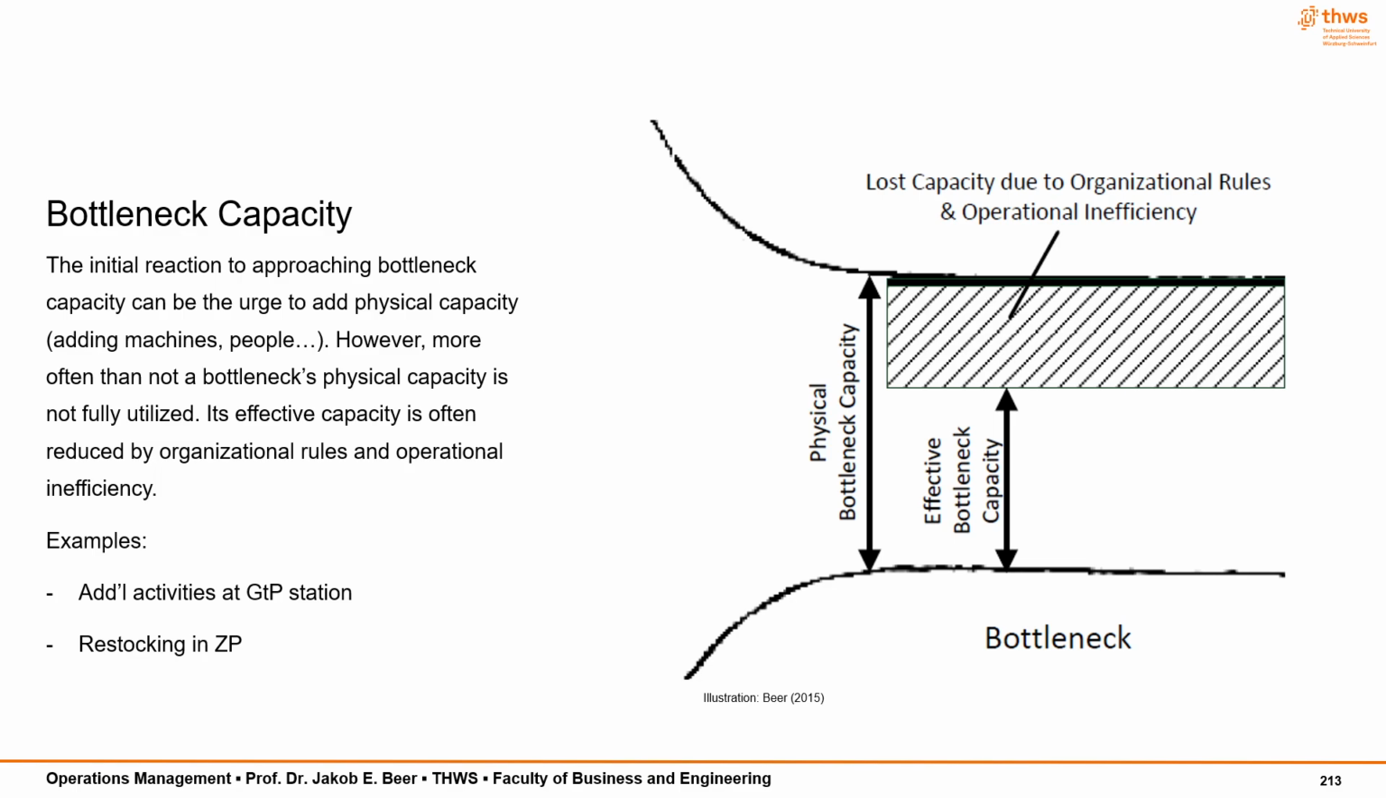And then on top of that, we have operational inefficiency because humans are flawed and also machines sometimes break down. So you have work to do and you could work very fast, but sometimes you've got to scratch your head or you're making a mistake and then you have to redo something. That is what I call operational inefficiency. So we could work faster, but then life happens and we make mistakes and things like this. So the effective bottleneck capacity is the physical bottleneck capacity minus the capacity that we lose due to organizational rules and operational inefficiency.